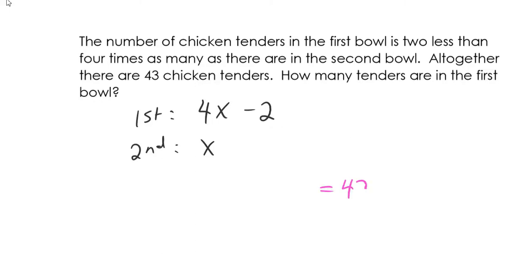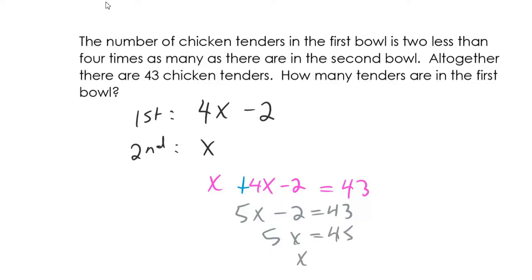Altogether, there are 43. So the first one and the second one add up to 43. So now we're just doing our algebraic steps. Combine like terms. 5x minus 2 is 43. Add 2 to both sides. We get 45. Divide by 5, and you get 9. So we just figured out that the second bowl had 9.